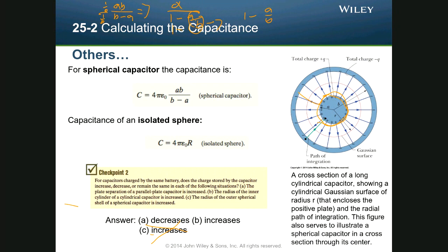Right. So A over B will go to 0 as B gets bigger, and as A over B goes to 0, that makes the denominator bigger. As that gets bigger, that would lead to a decrease in C. So I don't know what they're talking about. If someone can find something, this at least makes sense and it's easy to evaluate this way.